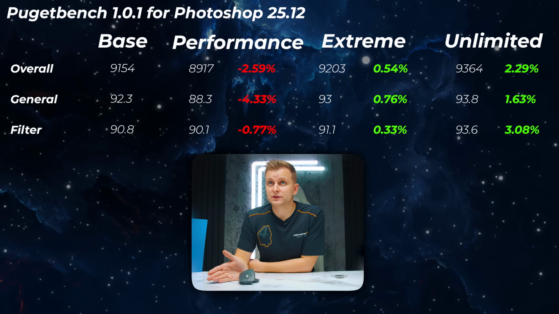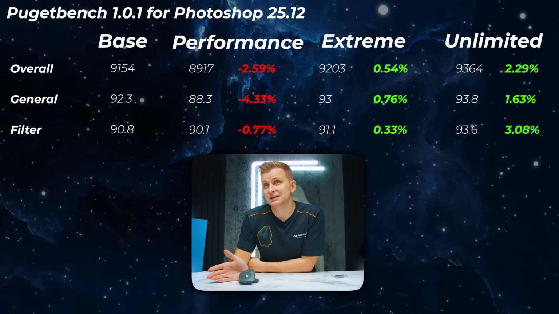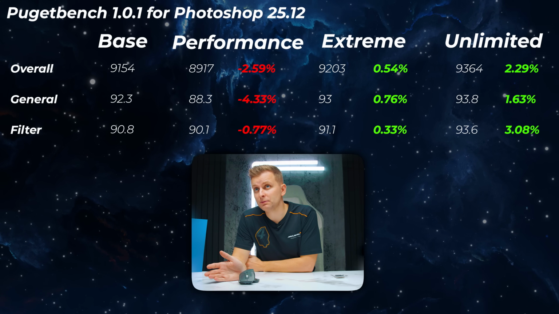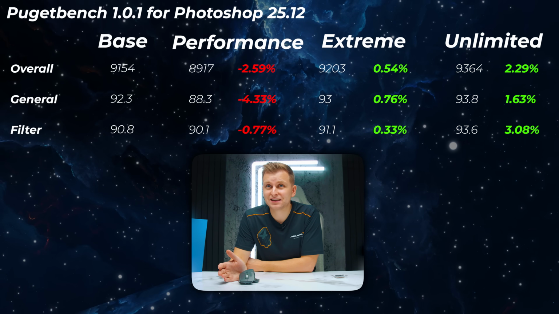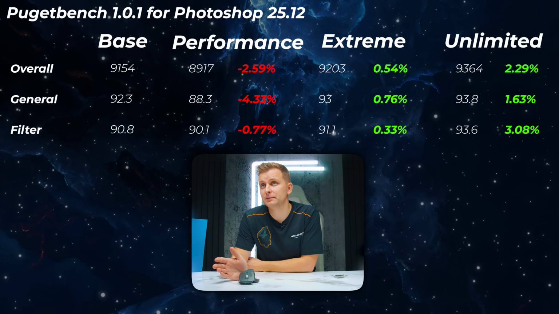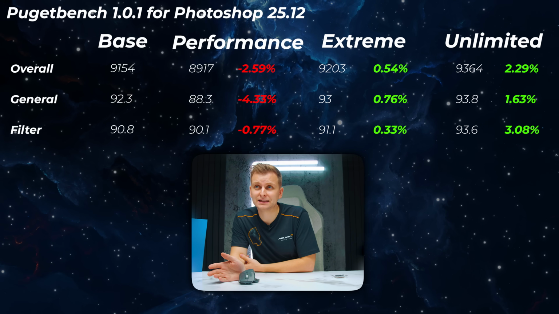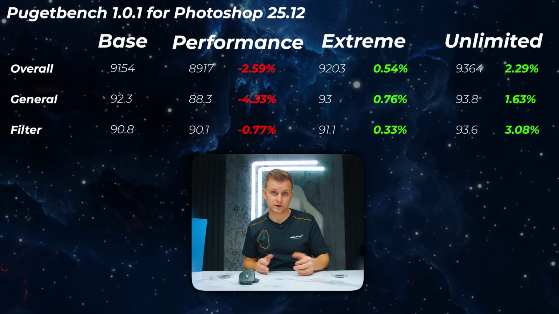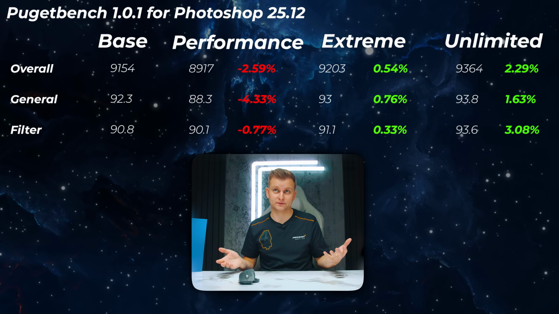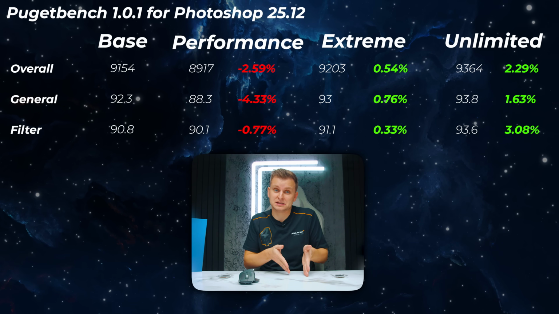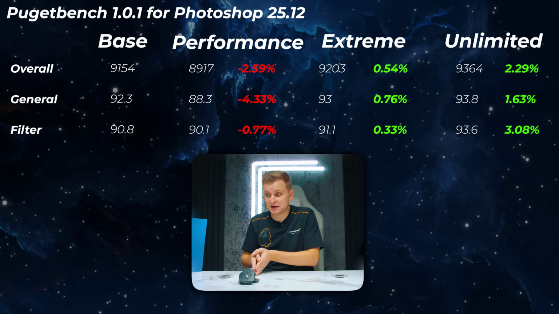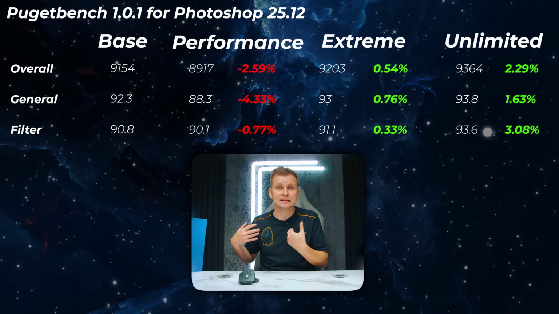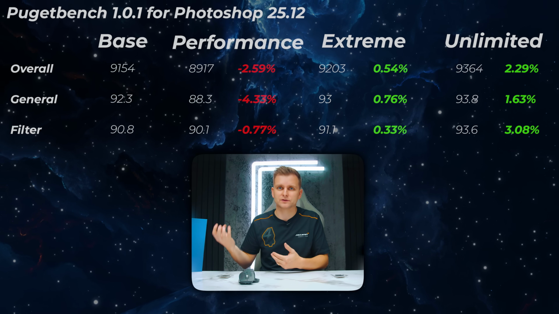In Photoshop, interestingly, the performance mode is about 2.6% slower than the base mode. As you can see, not that big of a difference. The Extreme mode is within 1% of the base model, and the unlimited mode is the fastest here, but still only about 2.3% faster. So if you are a photographer who uses a lot of Photoshop, for example, then having your CPU in Extreme or performance mode doesn't actually make that much sense, because you're not getting that much power, but you're using a lot of electricity.